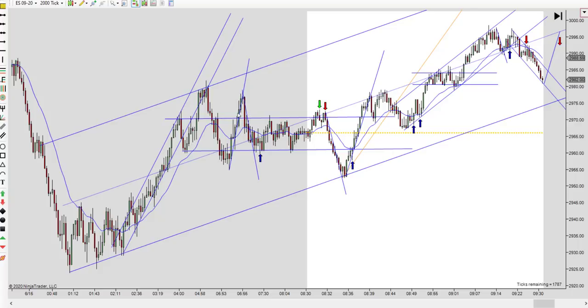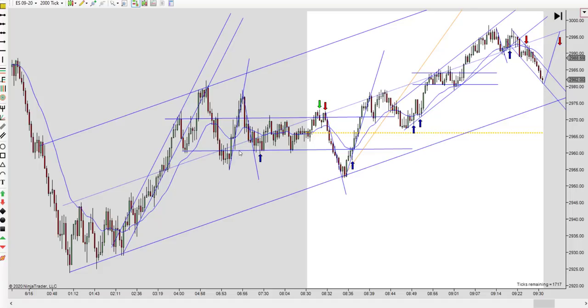7 o'clock came during this big bar down right here. And so we're really just going sideways by then. And you can see we had a little resistance here, and the lower resistance was right across here. And we had a couple of failed breakouts on each side.